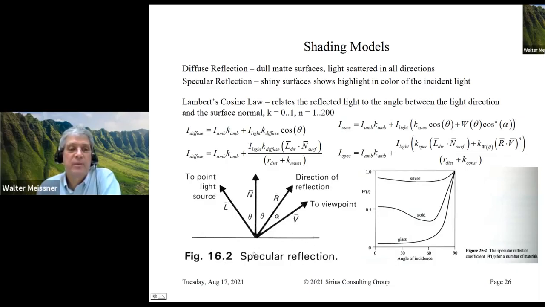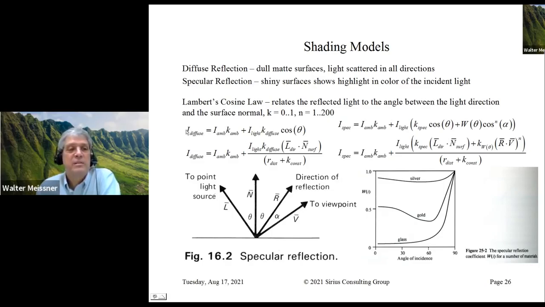Here's a diagram of the specular reflection case, although it covers the diffuse one as well. This horizontal line is the surface. Perpendicular to it is the surface normal. The vector L points to the light source. It's off at an angle theta. If light bounces in, it'll reflect off at a complementary angle, angle theta from the normal in the other direction. So that's the direction of reflection. And if there's a viewer at vector V, there's some angle alpha between the viewer and the direction of reflection.